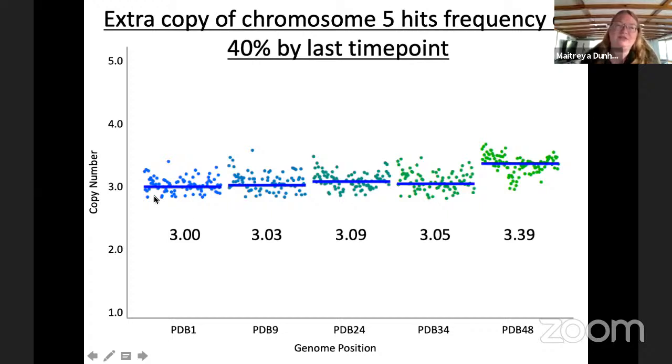This is just using read depth as a measurement of copy number. These are different time points, and this is an estimate of the frequency. By the last time point, this had risen to about 40% frequency in the population, which I was truly astonished by, given that the population size in these fermenters is something like 10 to the 14th cells. So you're doing pretty good to make it to 40% of a population size that large.